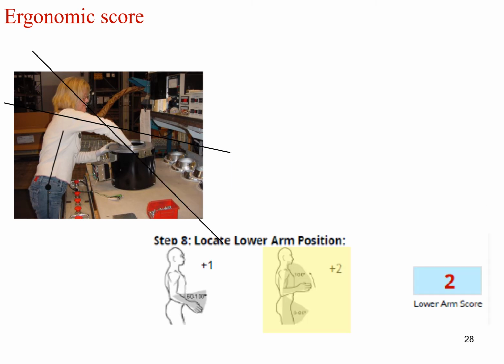Step 8. We locate lower arm position with respect to upper arm. If the lower arm is in natural position, the lower arm score will be 1. Here, her lower arm is not in natural position, so the lower arm score is 2.